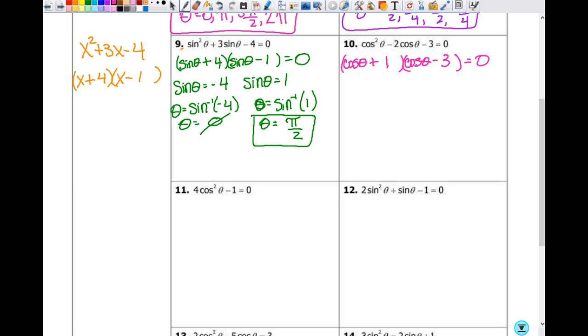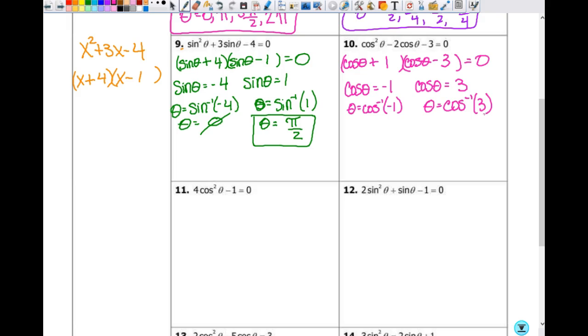Obviously, if you had the plus the second, that's fine. The whole thing is switched around. So we got this. Are we all good with that? Factoring's no big deal? Good deal. So then we get cosine theta equals -1, and cosine theta equals 3. So theta equals the cosine inverse of -1, and theta equals the cosine inverse of 3. Okay, we all good so far?